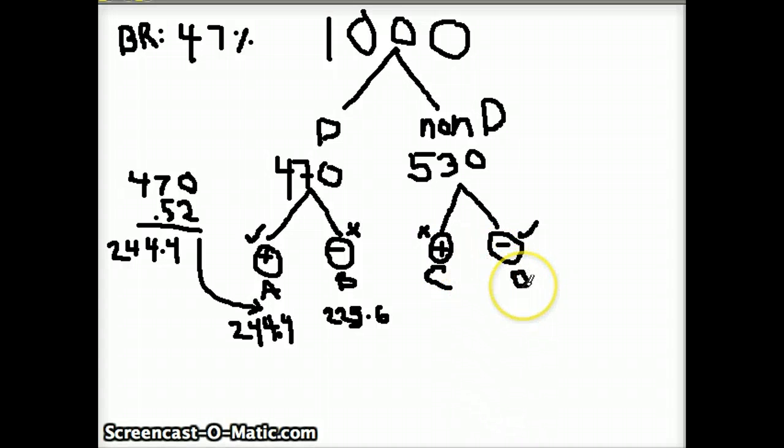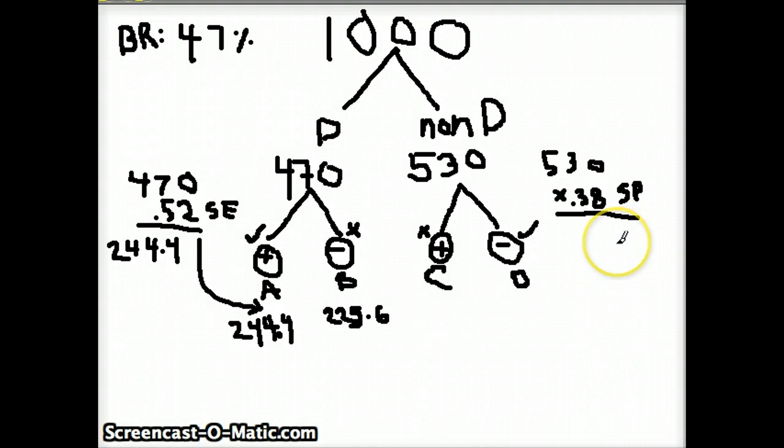Now, how do we get this number over here? Well, this number that we used here was the sensitivity, which tells us how to get this number. The specificity similarly tells us how to get this number. You can remember that specificity is the probability that a person who does not have the disease will correctly test negative. In our case, the specificity is 0.38. And so if you do the same thing as before, if you multiply 530 times 0.38, then you'll get the correct number down there.